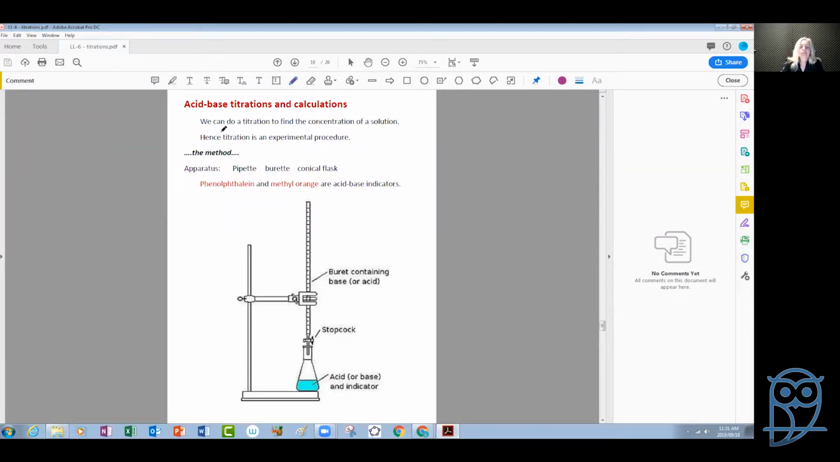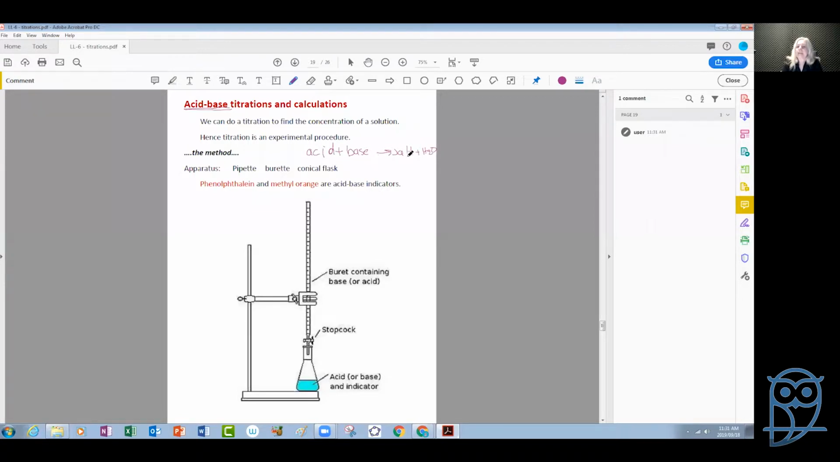So you see acid-base. Why acid-base? When we react an acid with a base or an alkali, this is a neutralization reaction. So if we have the reaction of an acid plus a base or alkali, the result is a salt and water. Salt and water. And this is a neutralization reaction.